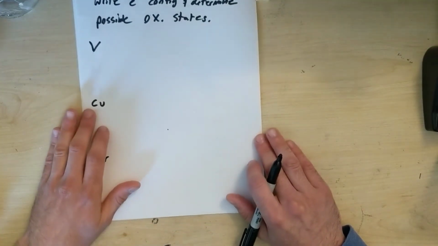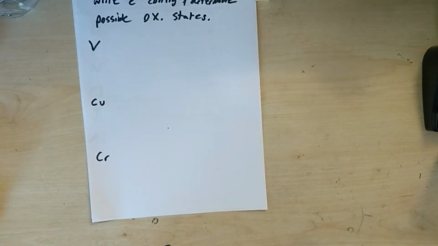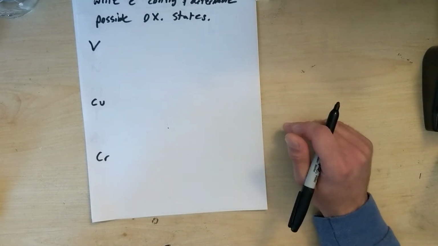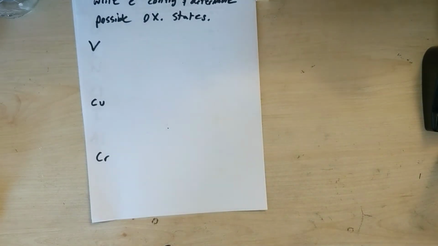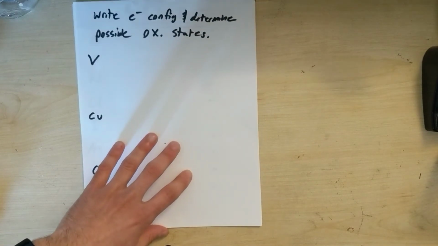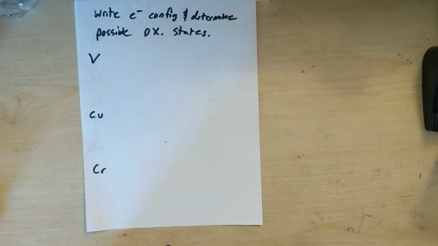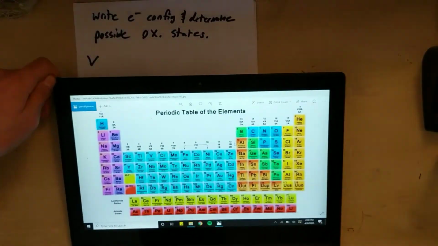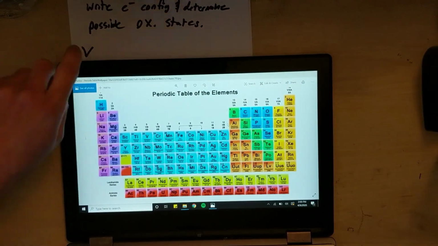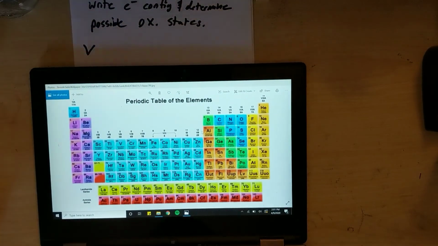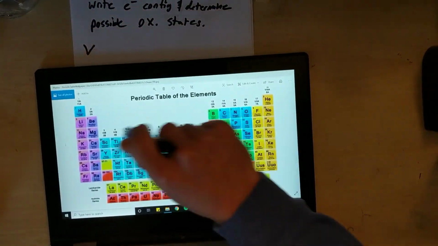All right, let's move on to electron configuration, which is a little bit different, and also determining oxidation states based on that electron configuration, because determining those possible oxidation states is going to depend a lot on that configuration. So let's talk about vanadium first. Okay, so where's vanadium at? Vanadium is over here. Vanadium is right there. So let's do that electron configuration. I'm just going to do it with my finger here, and then I'll write it down.